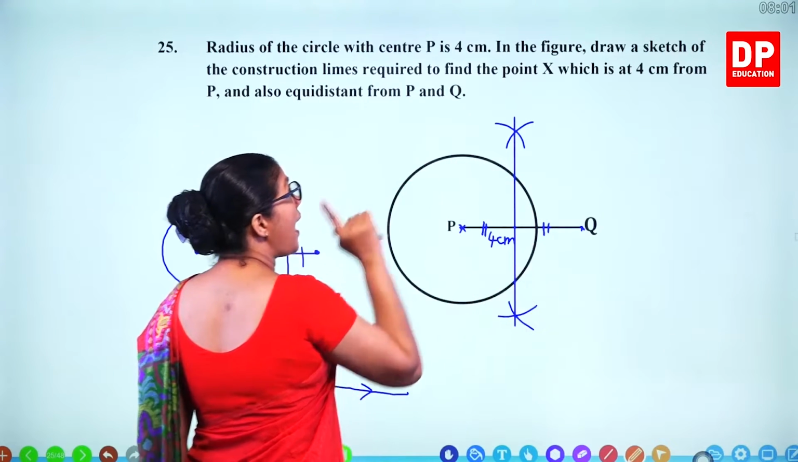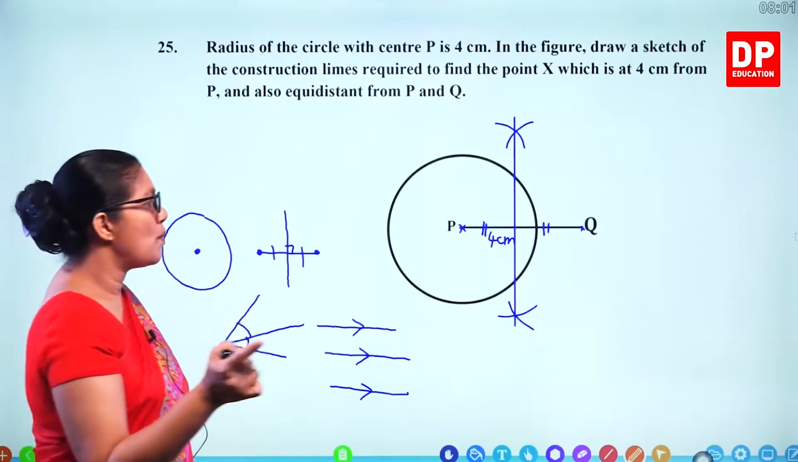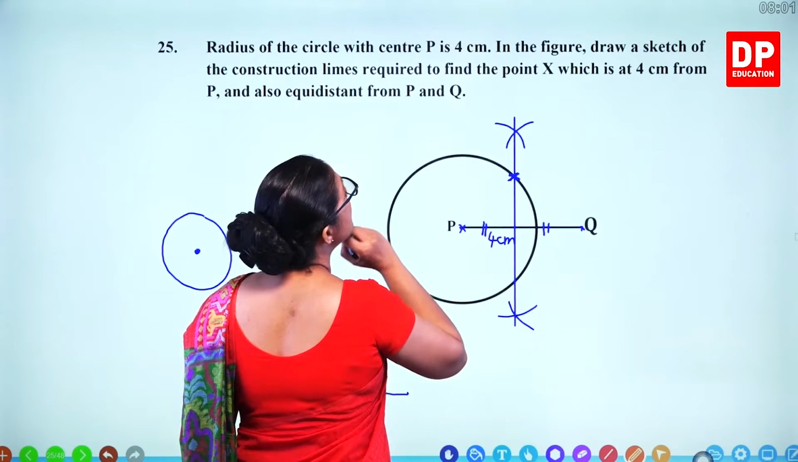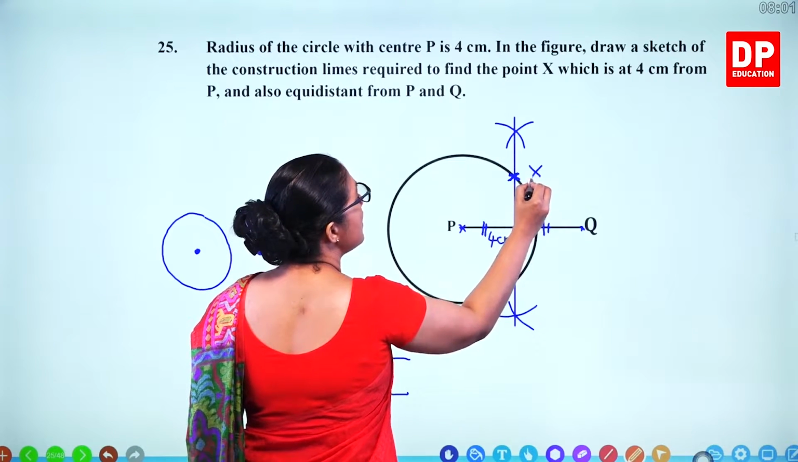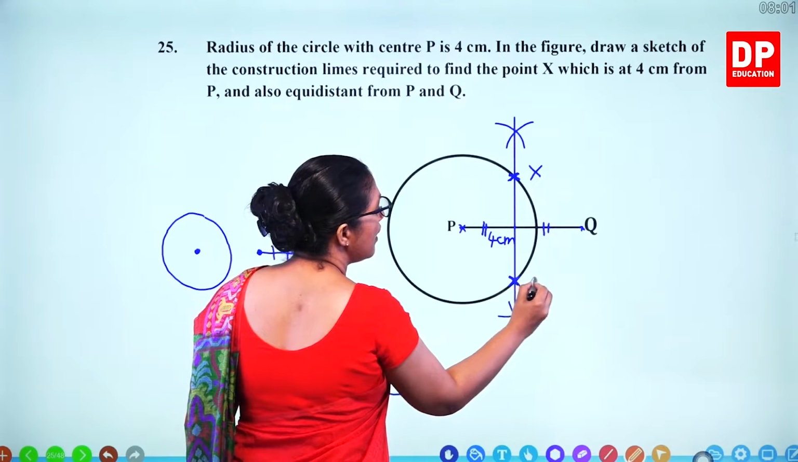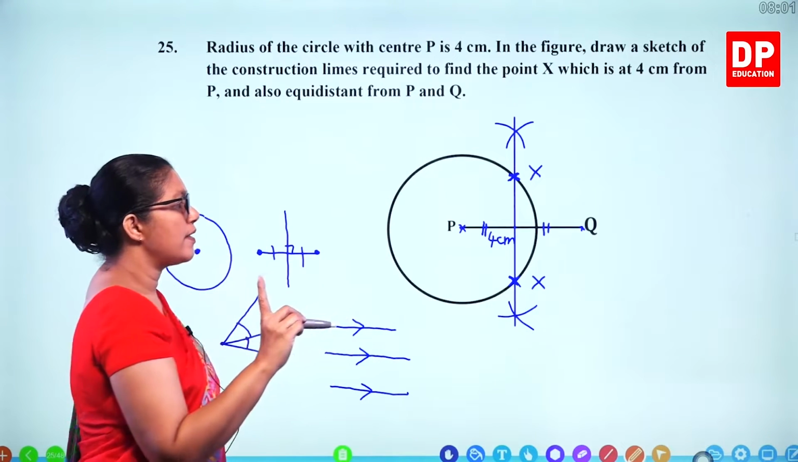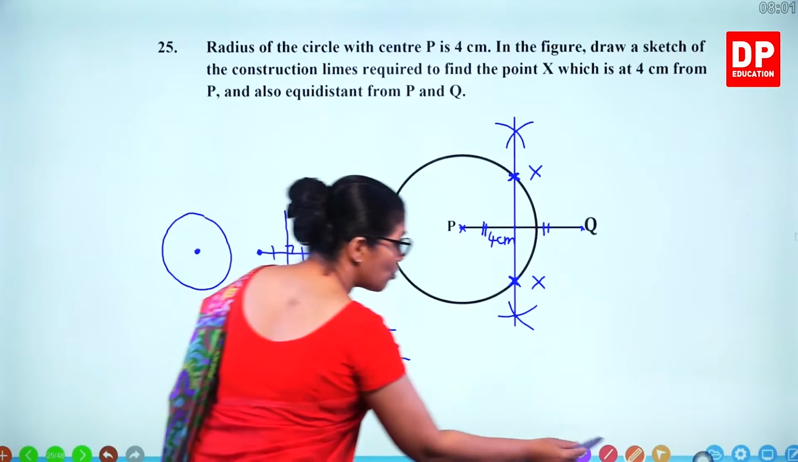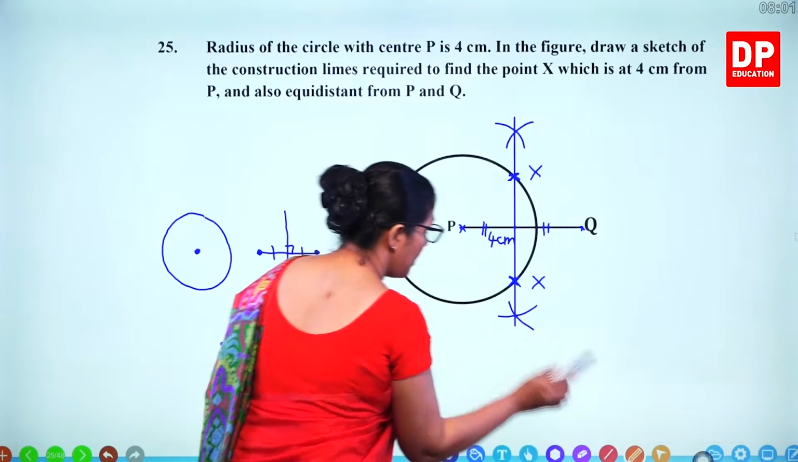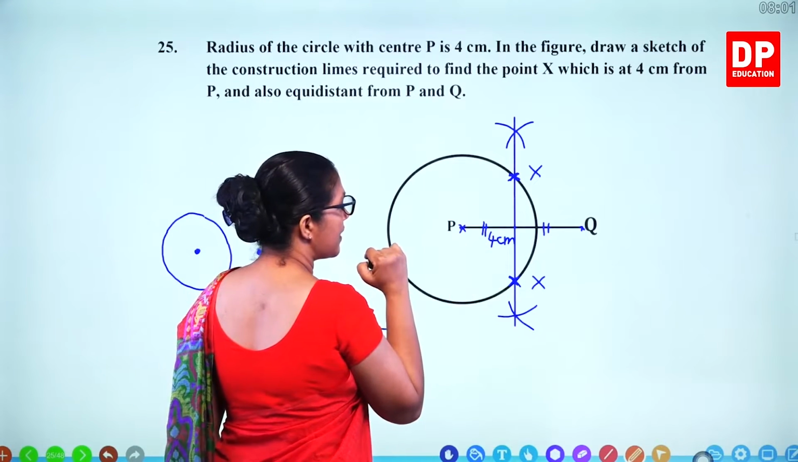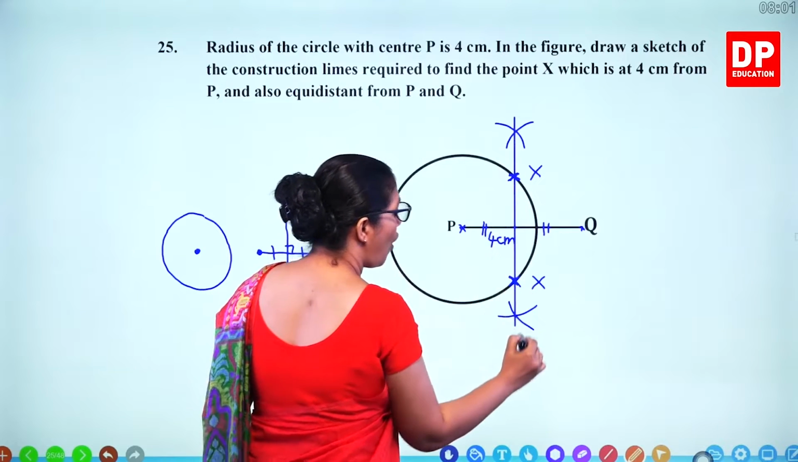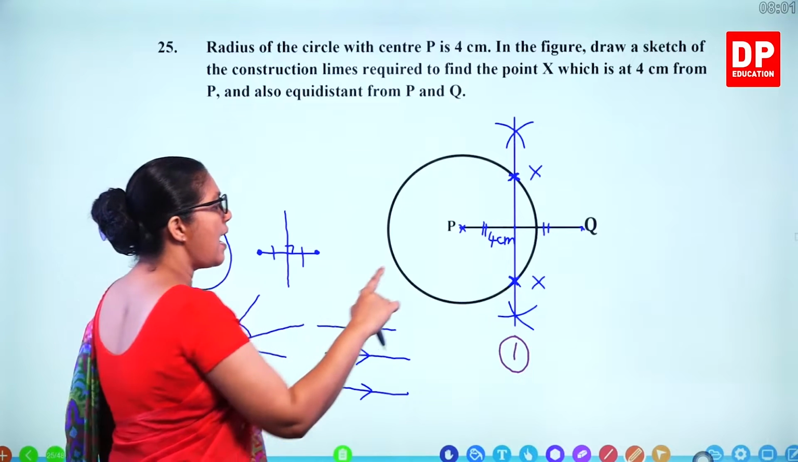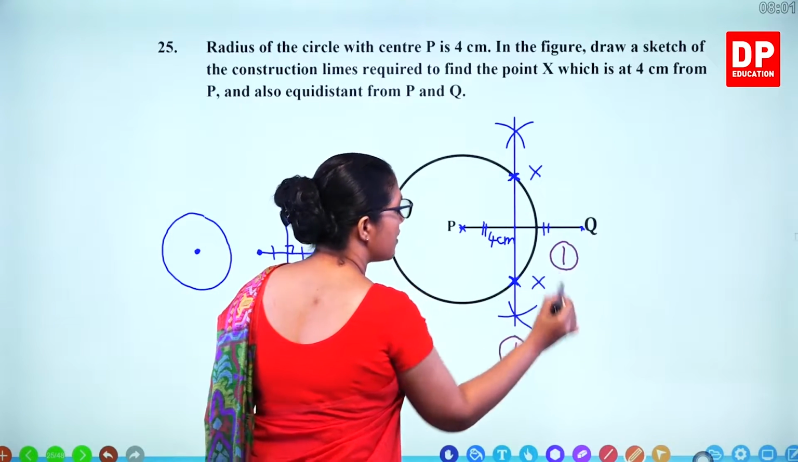After that, this length is equal to this length. So the X point is on the circle as well, because it is 4 centimeters from P. So what are the possible points for X? It can be here or here. So you get 2 X points, either this side or this side. Here you need to mark both X's. So 1 mark for constructing the perpendicular bisector and 1 mark for marking the correct X points.